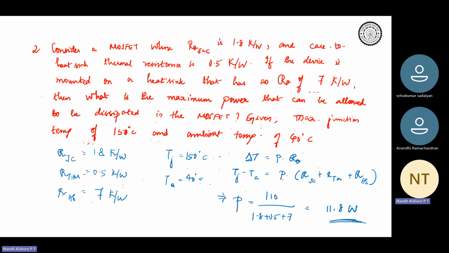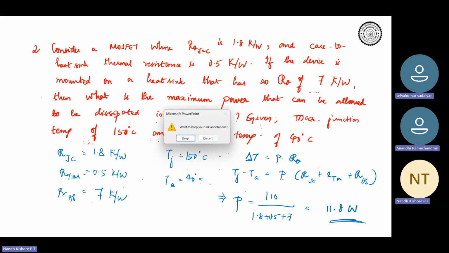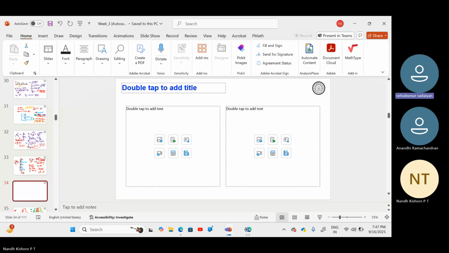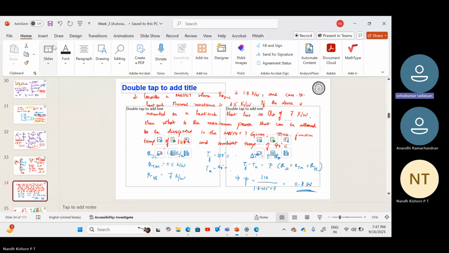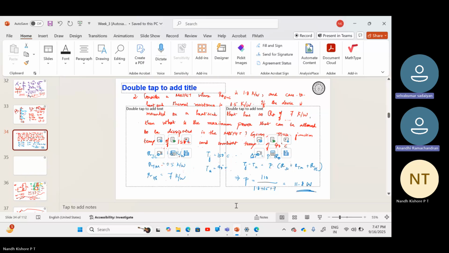Are you getting this? Is this fine? Are you understanding this? Yes, yes. Okay. Selvakumar sir, is this fine? Direct calculation only, right? Actually, I'm not getting it, so my answer is different. Acha, I did some calculation mistake. One minute.